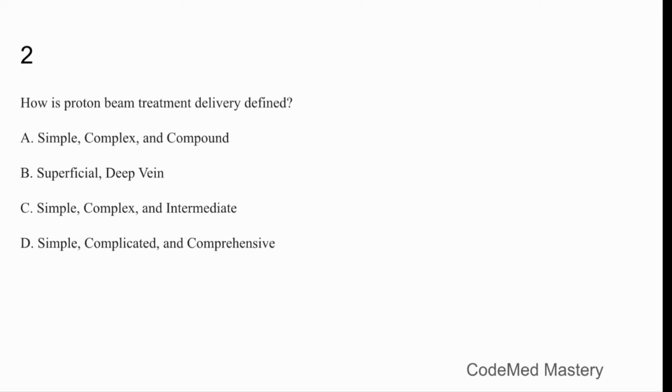Next question. How is proton beam treatment delivery defined? Option A. Simple, complex and compound. Option B. Superficial, deep vein. Option C. Simple, complex and intermediate. Option D. Simple, complicated and comprehensive.